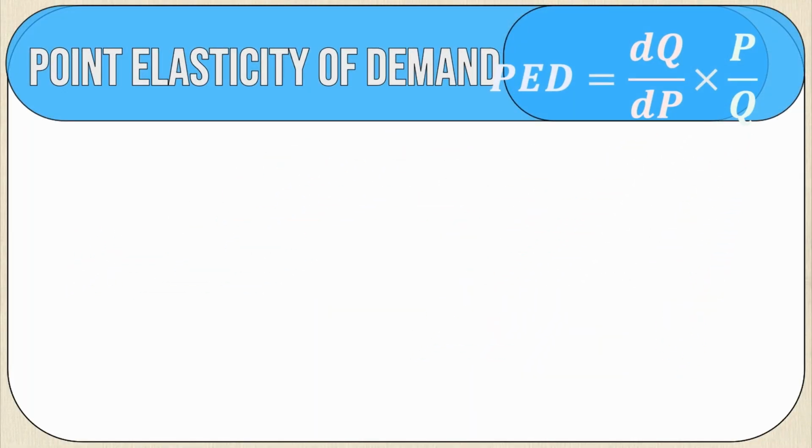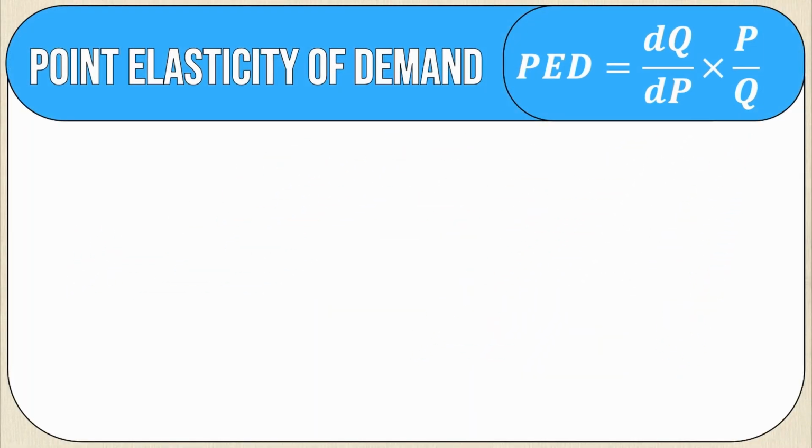So for point elasticity of demand, you'll see the equation in the top right. We have price elasticity of demand is equal to the derivative of Q with respect to P times P over Q. Now, the only two things you need for point elasticity of demand are a demand equation and a price.